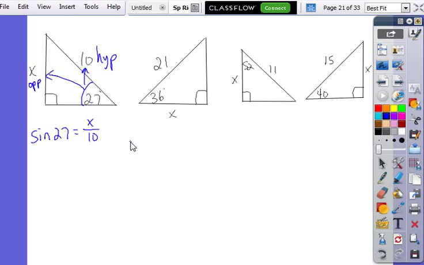Then we're going to solve that equation. If I see the number in the bottom, I cross multiply and I've got my answer. You're going to type it just like that on the calculator: 10 times the sine of 27. Now you're going to have to tell me that one because I have no idea what it is.